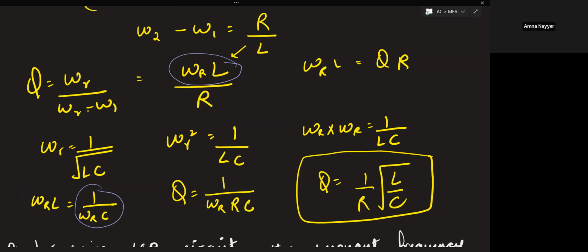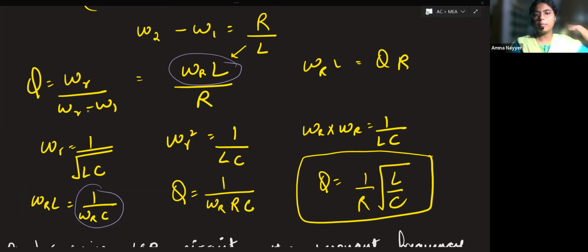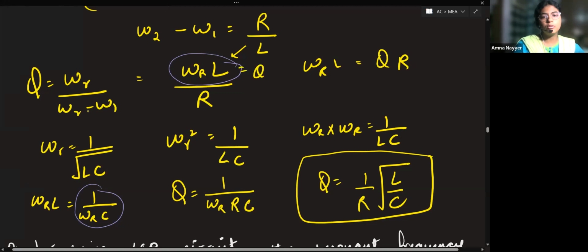See class, I'm repeating this end portion. Till here this was done, R by L. This was the formula for Q factor, omega R by omega 2 minus omega 1, right? So I have just kept the definition and the formula that we have obtained for omega 2 minus omega 1 as R by L from here. This is also one of the formulas for Q factor that we were deriving.